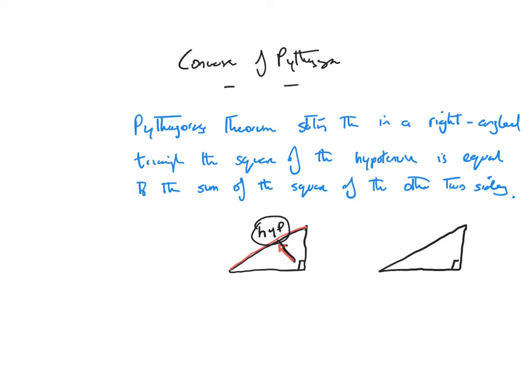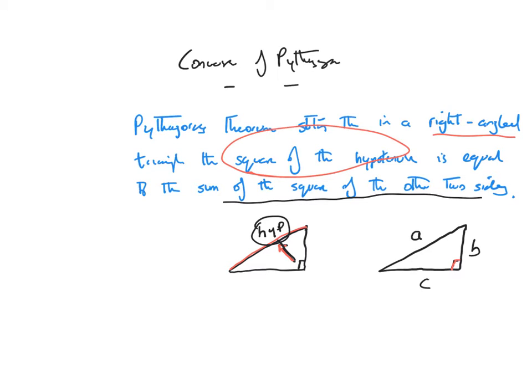Okay, so let's just go over this again. Pythagoras theorem states that in a right angle triangle, the square of the hypotenuse, which I'm going to call A, is equal to the sum of the square of the other two sides. So let's call those sides B and C. The sum means you add two things together. So A squared equals B squared plus C squared.